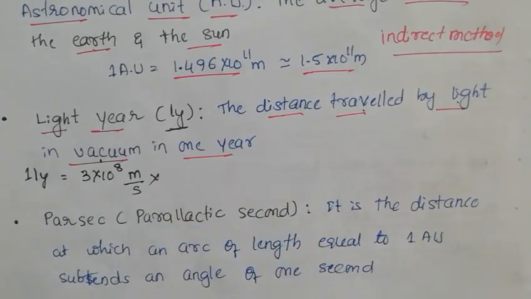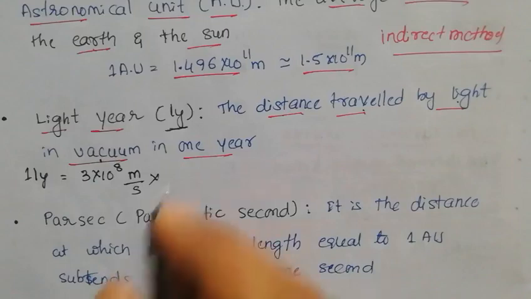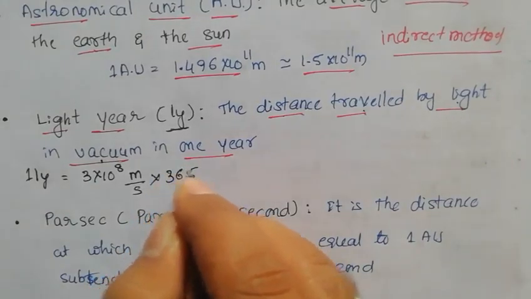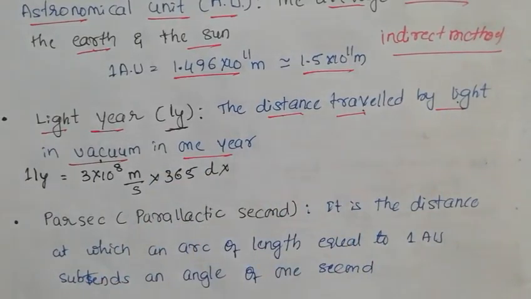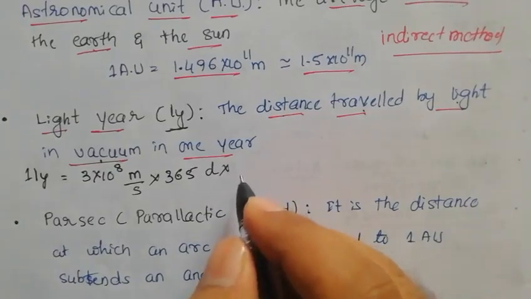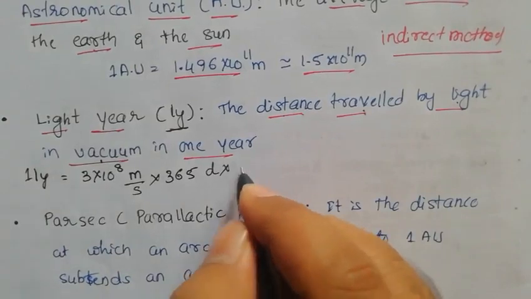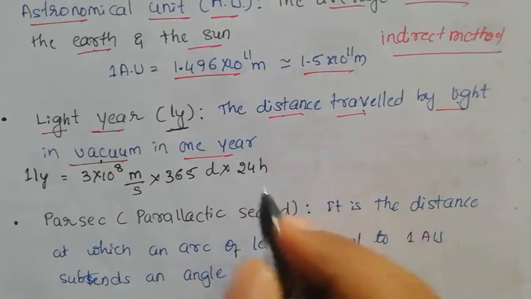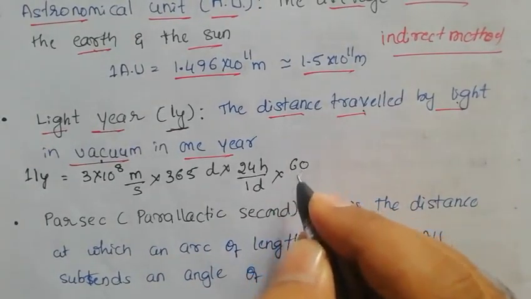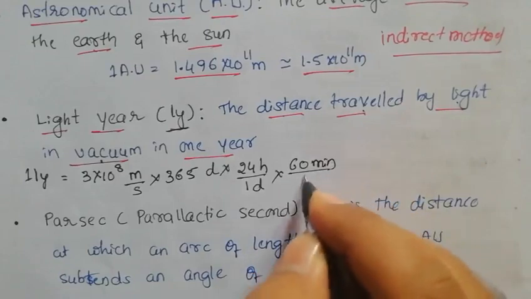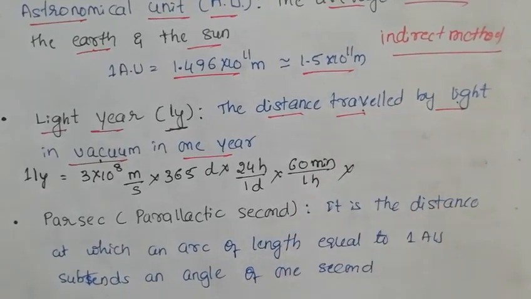Let us understand this now. 1 year means how many days? It is almost 365 days on average. So it is 365 days into 1 day equal to how many hours? We need to calculate because we need to get the answer in seconds, right? 1 day equals 24 hours. So we multiply by 24 hours per day, and then 1 hour equals 60 minutes.